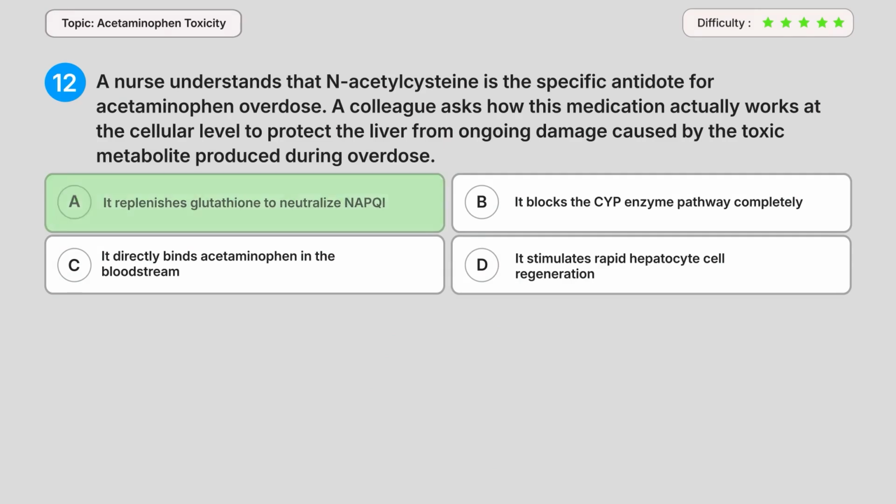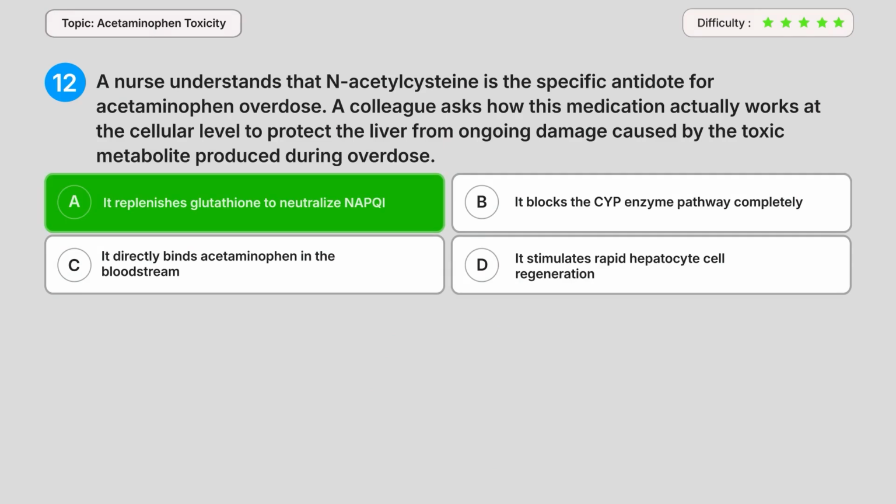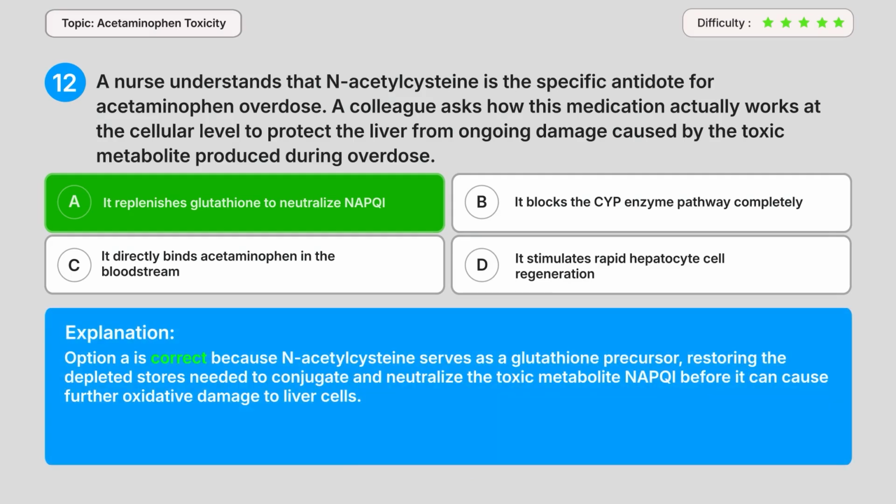Correct answer, A. It replenishes glutathione to neutralize NAPQI. Explanation: Option A is correct because N-acetylcysteine serves as a glutathione precursor, restoring the depleted stores needed to conjugate and neutralize the toxic metabolite NAPQI before it can cause further oxidative damage to liver cells.